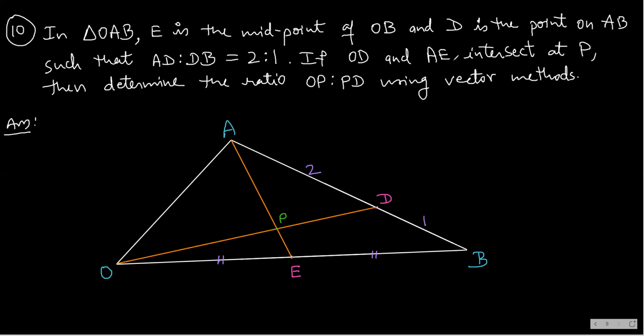Further, if OD and AE intersect at P, I draw the segment OD, I join O with D, and I join A with E, and they intersect at point P. They say determine the ratio OP is to PD. I have to find this ratio. What is OP upon PD equal to? Okay, using the vector method.